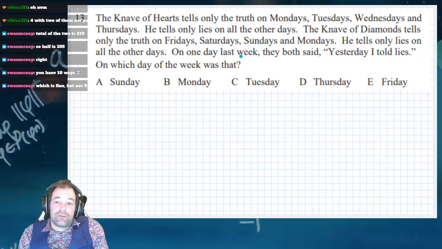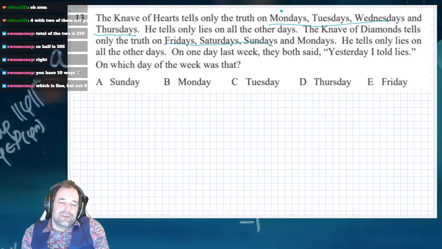Well, one of them is telling the truth. Because one of them's telling the truth on those days, and one of them's telling the truth on those days. They both tell the truth on Mondays. And so one of them is telling the truth there. So "yesterday I told lies" means that it is the first day of their truth telling. So it has to be the Knave of Hearts on Monday. Because one of them's telling the truth. Yes, I told lies, because the Knave of Hearts only goes from lies to truth on a Monday. And then the Knave of Diamonds has to be a Friday if that's true. And then one of these will contradict each other.